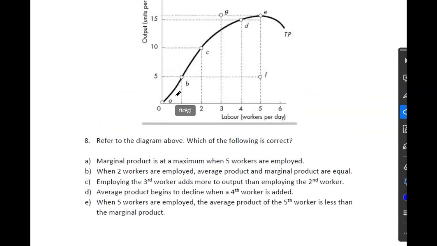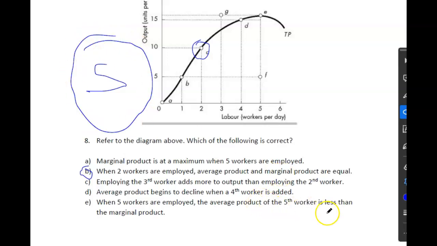Refer to the above diagram. Which of the following is correct? Having a look at it, I think it's B. Because think about it. When 2 workers are employed, you're looking at this point over here. The average product and marginal product are equal. So let's work out average product over here. Average product is the total number of products made, which is 10, divided by the labor, which is 2. 10 divided by 2 is 5.